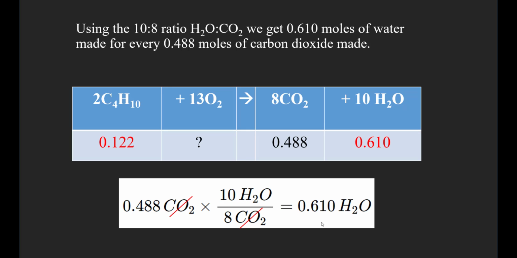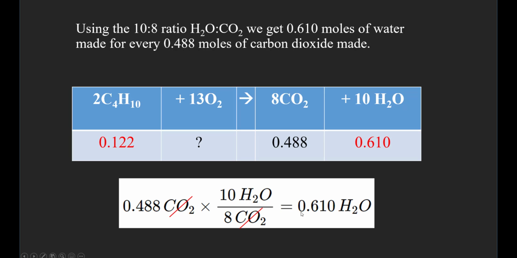Next step, how do I get to the waters? Start with 0.488. What's the ratio this time? 10 waters will be made for every 8 carbon dioxides that were made. So the ratio of water to carbon dioxide is 10 to 8. So take 0.488, multiply by 10, divide by 8, and it comes out to 0.610. Or you could do 5/4 of that.